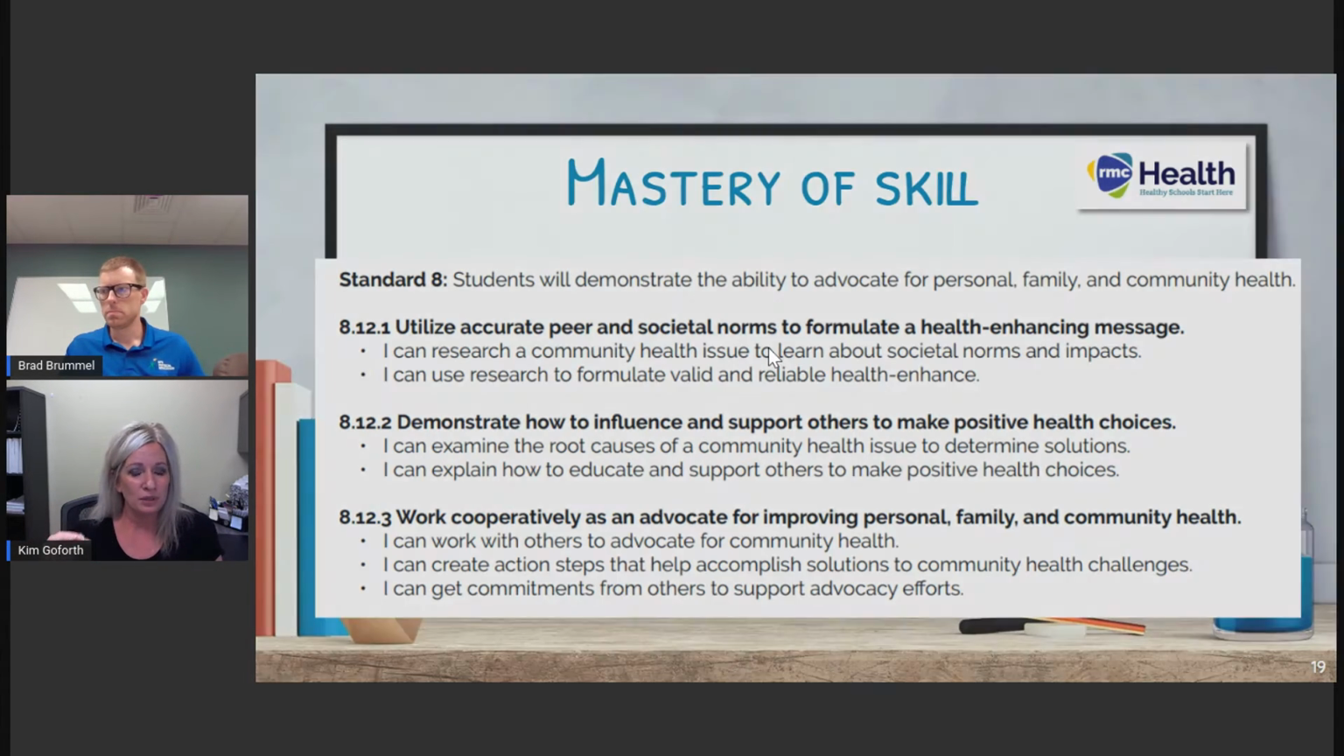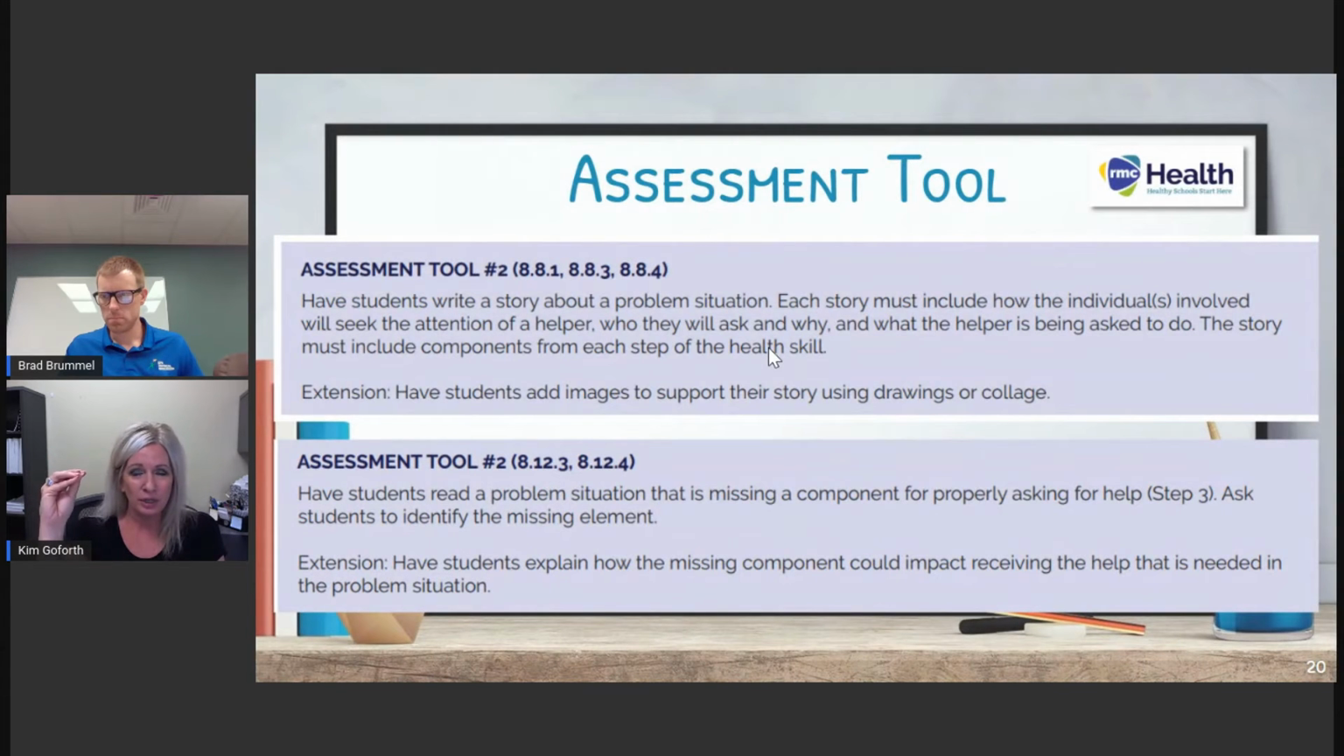So when we look at assessment tools, that sounds great. I can see that progression, the student-friendly language. What will I have them do to show me? So at the top box there are several indicators thrown together, and it's writing a story at that 6-8 grade span about a problem situation where someone is going to need to advocate. So they write that story. They can include a little bit of research, but really letting them have the freedom to choose that problem situation and then working the steps of each of the skills. And then the extension, of course, you can add images to make it a little bit more personal, so it feels a little bit more safe.